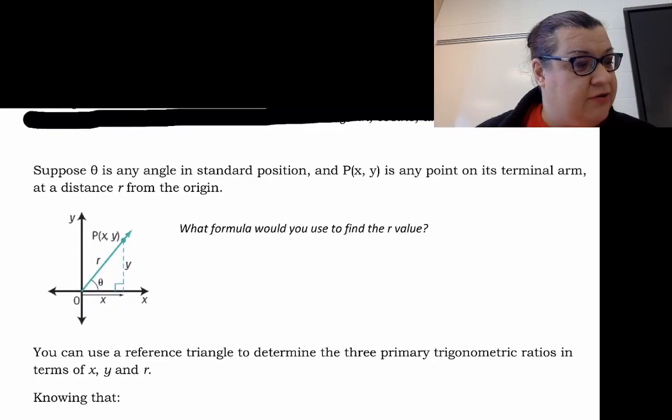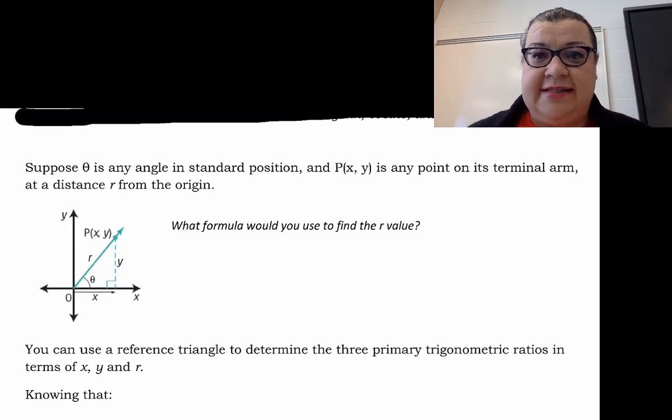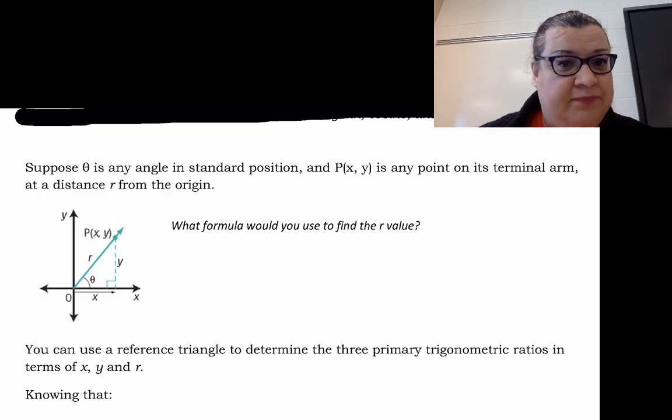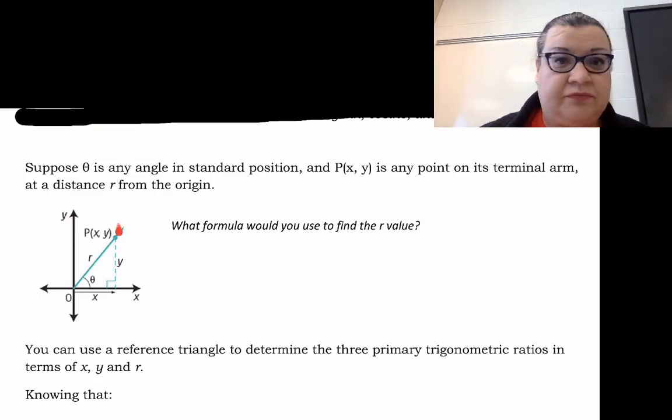So let's suppose that we have theta as an angle in standard position, and we've got this point P on the terminal arm, and it is some distance from the origin, and we'll call that distance r. I've already sketched this out, right? So we've got P here, and its coordinates are (x, y). x obviously is your horizontal, y is your vertical, and then we are some distance r from the origin. So what have we created? We've created a right triangle.